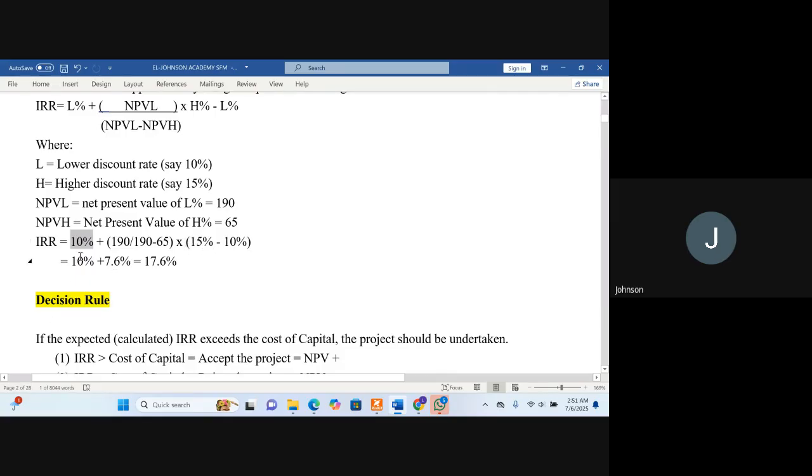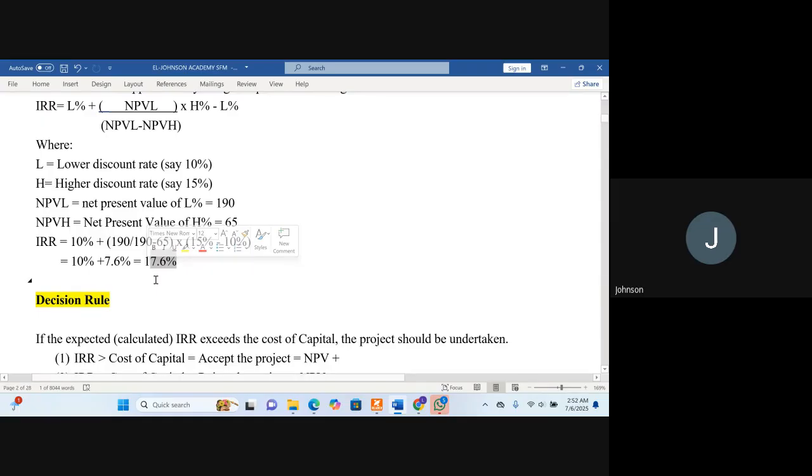When you do that mathematically, you have 17.6%. What this means is that for you to do that project and break even, the highest cost of capital you can use is 17.6%.